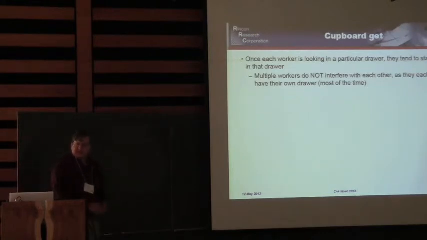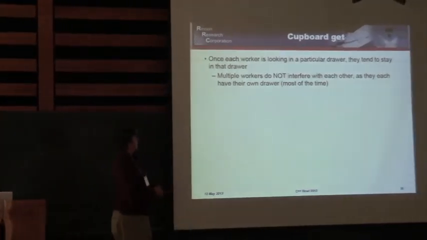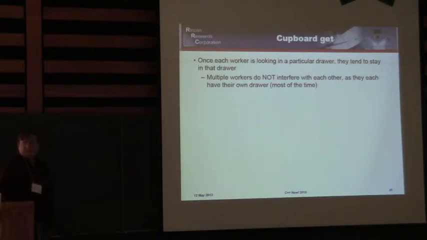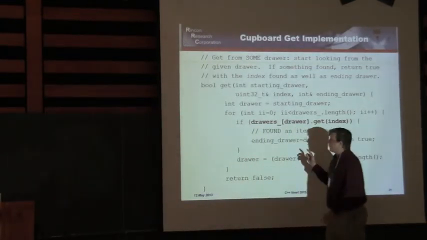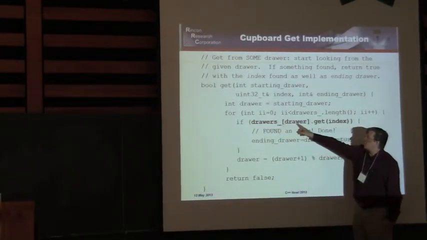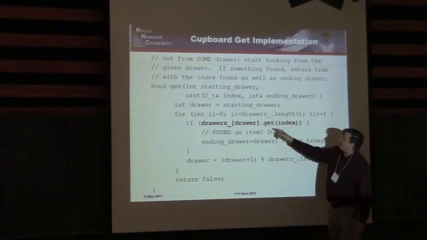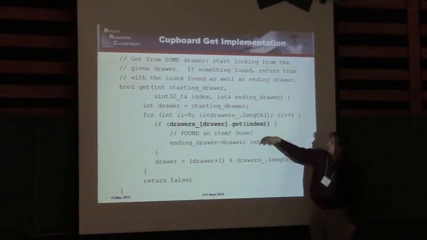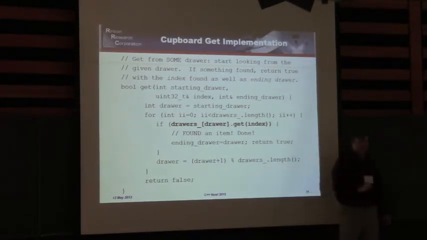Okay, just to emphasize this, once each worker is looking at a particular drawer, they tend to stay in that drawer. As long as the gnomes are in different drawers, they tend to stay out of each other's way. All right? So here's the Git. I don't want to go too deeply into this, except to say that it's a vector of drawers. So this is the particular drawer a gnome is looking at. It comes in right here in the starting drawer. And if you do a Git and find that this particular drawer is empty, you go around a loop. And if you've checked all the drawers, you return false.